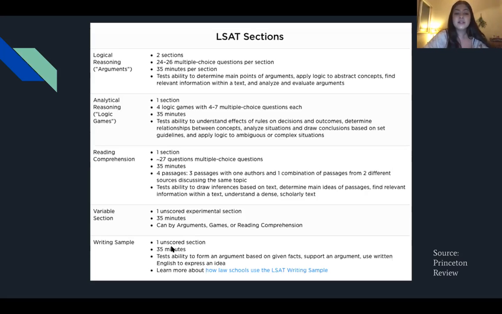And then the writing sample. The writing sample you'll actually take before your exam at home as of now. That's a 35-minute writing thing, and it's unscored. So basically they're just looking to see how you form an argument. And you'll do that at home on your own time.